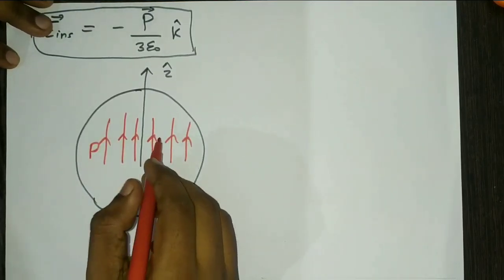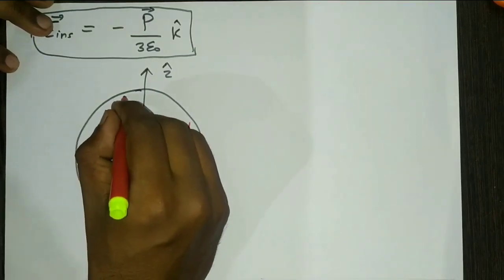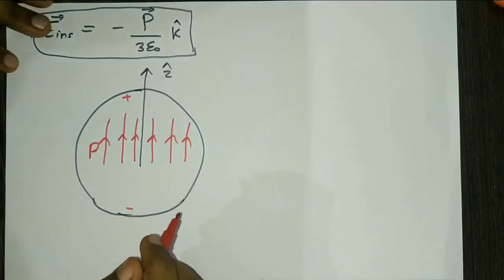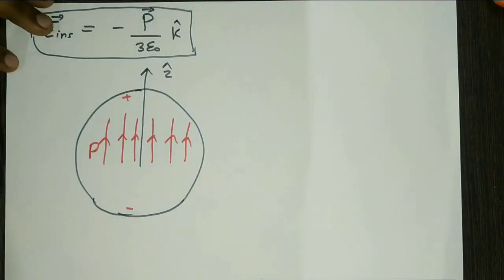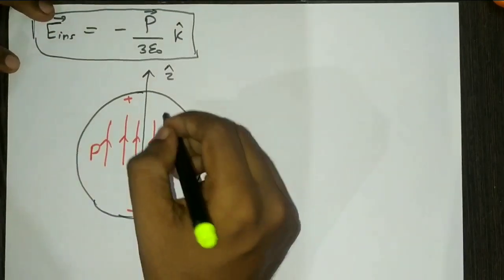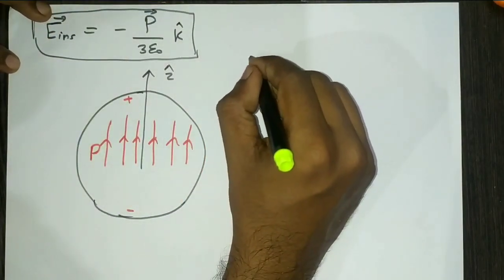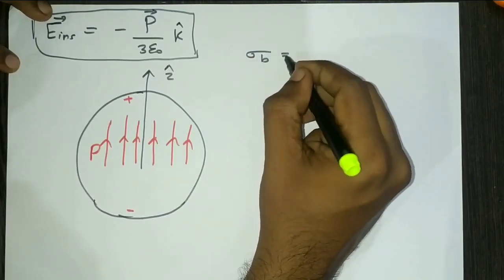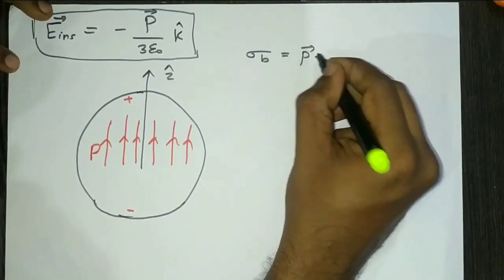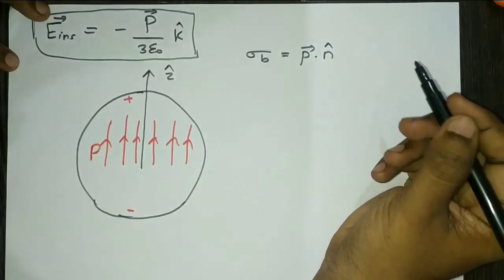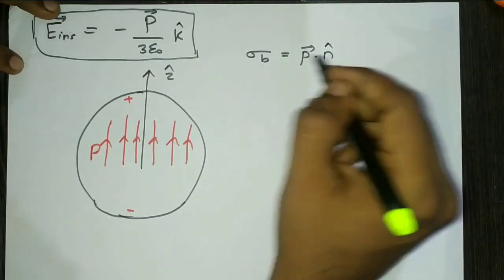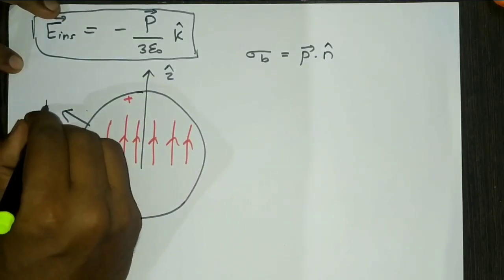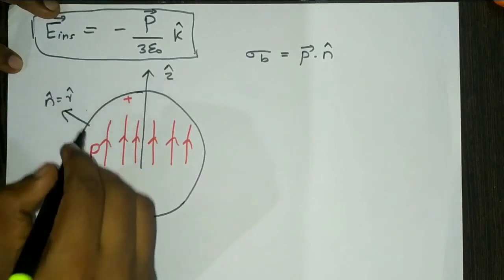Polarization. Therefore, the positive charges will be here and negative charges will be here. Now let us see how this can be described. The surface charge density, because of this uniform polarization, can be written as polarization vector P dot n, where n is the unit vector along the radius vector.